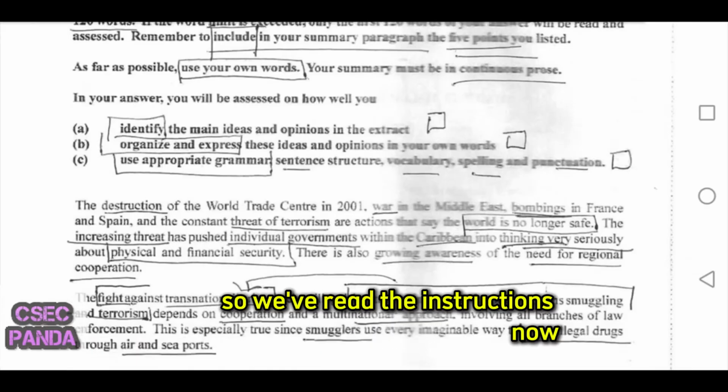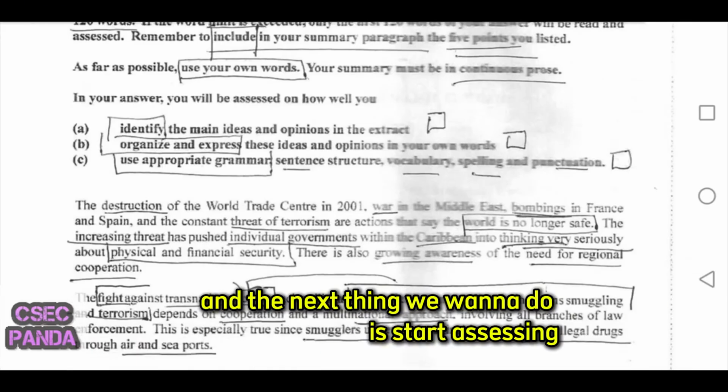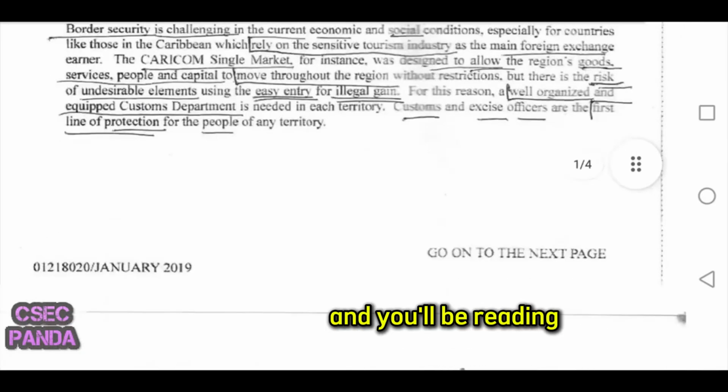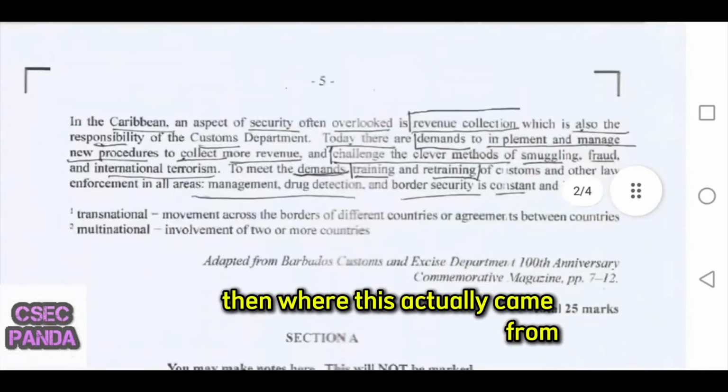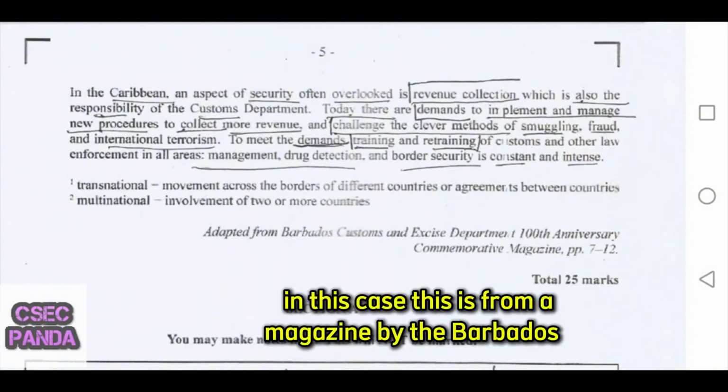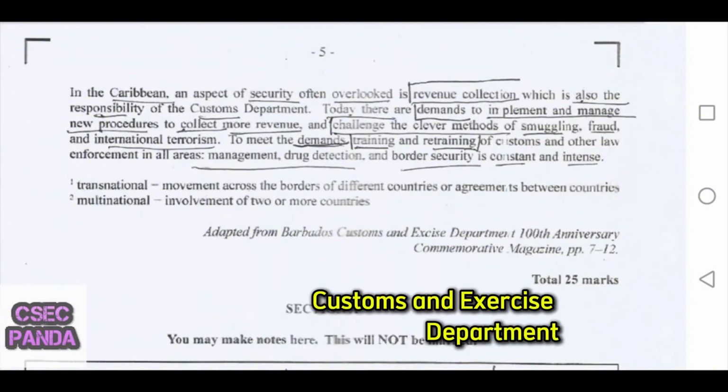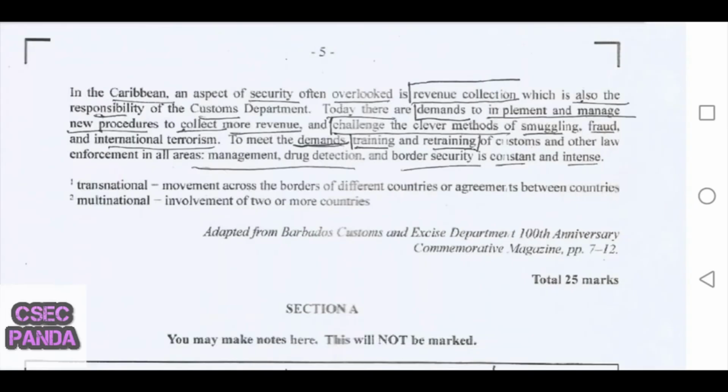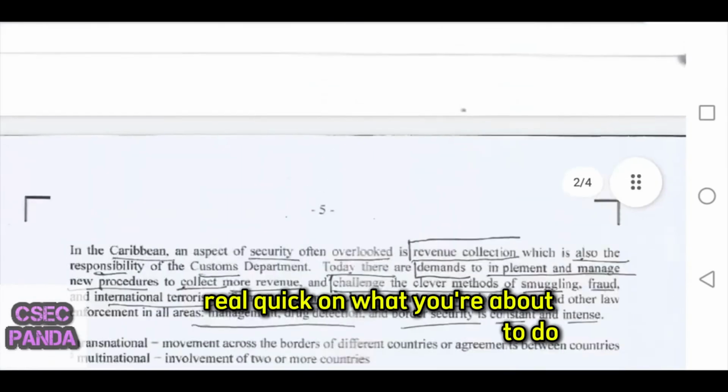So we've read the instructions now, and the next thing we want to do is start assessing the article they've given us. Usually there is a title, but I see this time there is no title, but you'd be reading the title, and you'd be reading where this actually came from. In this case, this is from a magazine by the Barbados Customs and Excise Department, so that just gives you a little scope real quick on what you're about to do.